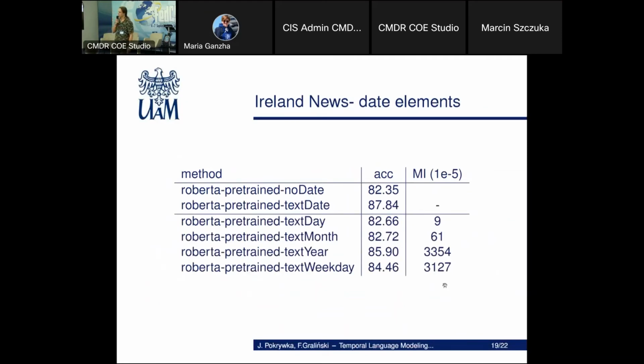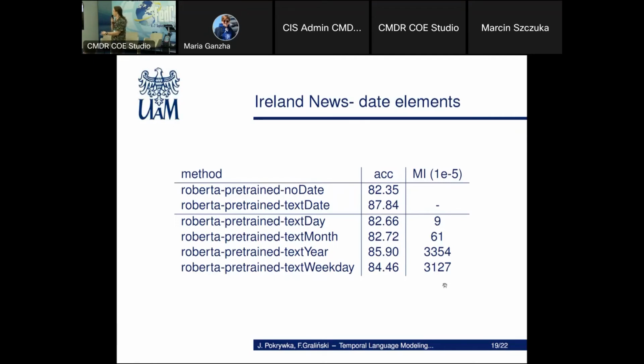We also measured how each element of the date affects the accuracy of the model. So we have this model: RoBERTa pre-trained no date is the baseline model. RoBERTa pre-trained text date is the model I showed before, and RoBERTa pre-trained text day is the RoBERTa model with only the day. RoBERTa pre-trained text month is a model with only the day of month. Text year is the model with only the year, and weekday is with the day of week.